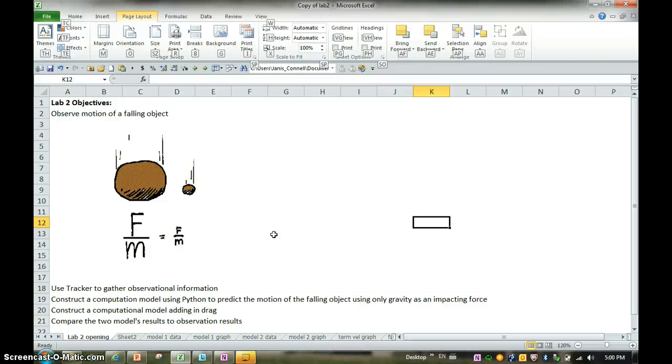We were to observe the motion of a falling object. We were to use Tracker to gather observational information, and we were to construct a computational model using Python in two ways. One, using gravity only as an impacting force, and two, using gravity and drag as the impacting forces. We were to compare the two models' results to the observation results.